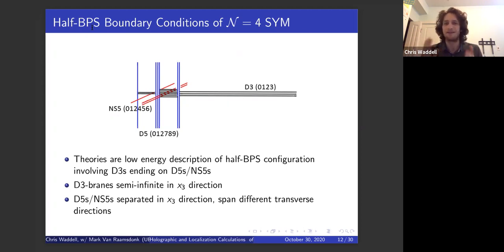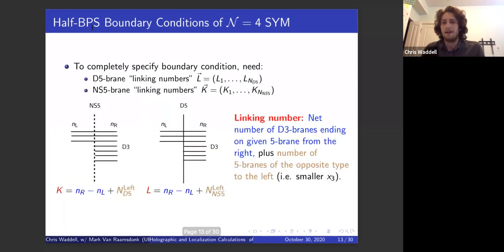And also the D5s and NS5s are oriented in a way which makes the configuration half BPS, but involves the D5s and NS5s occupying different sets of transverse coordinates. So what data do we need to completely specify our boundary condition? Essentially, we need a list of integers associated with the D5-branes and a list of integers associated with the NS5-branes.